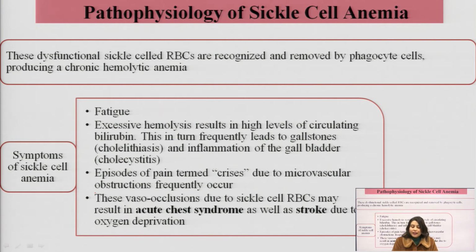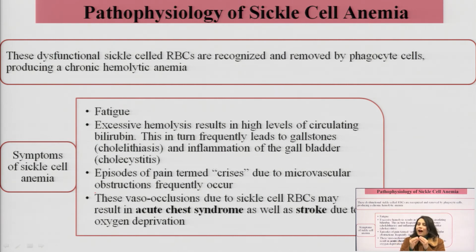Now the symptoms of sickle cell anemia include fatigue, weakness, then excessive hemolysis results in high levels of circulating bilirubin. I told you the end product of RBC destruction is what? It results in production of biliverdin, which is a green pigment, and this biliverdin then gets converted to bilirubin, which is a yellow pigment. This bilirubin ultimately accumulates in the gallbladder, which results in the formation of gallstones, and this condition is known as cholelithiasis. And ultimately this cholelithiasis also results in the inflammation of the gallbladder, which is known as cholecystitis.